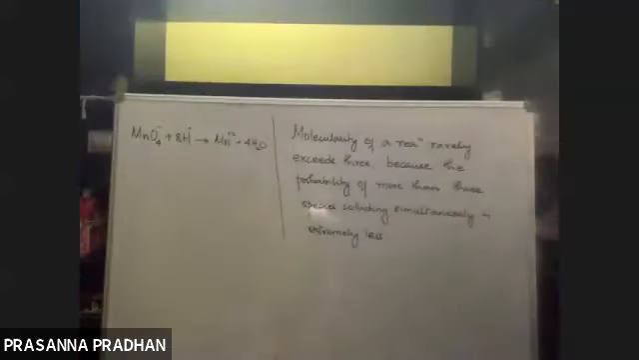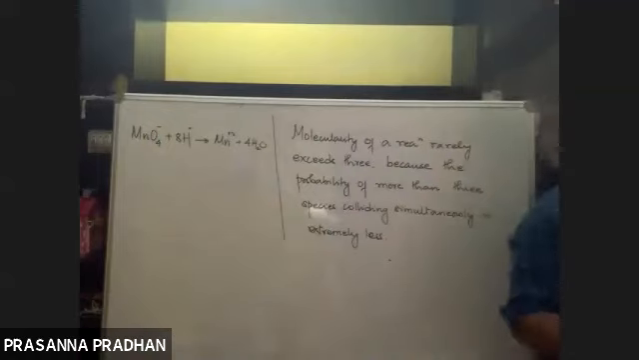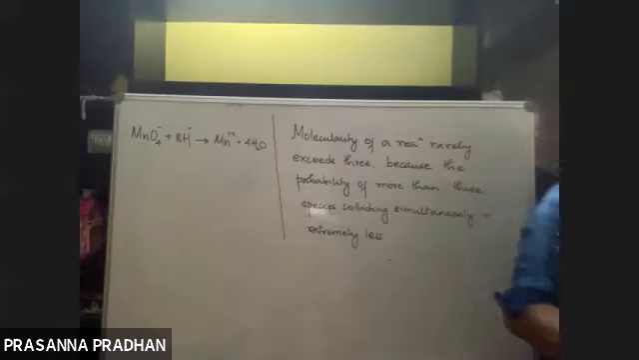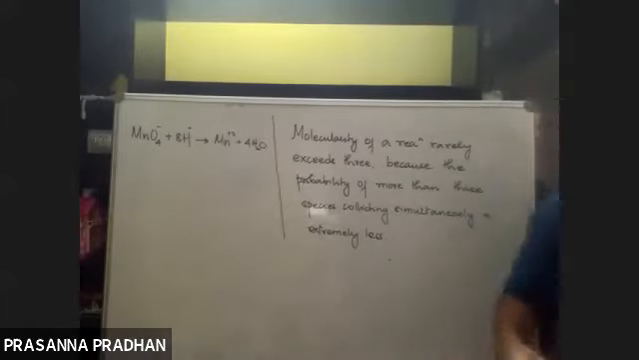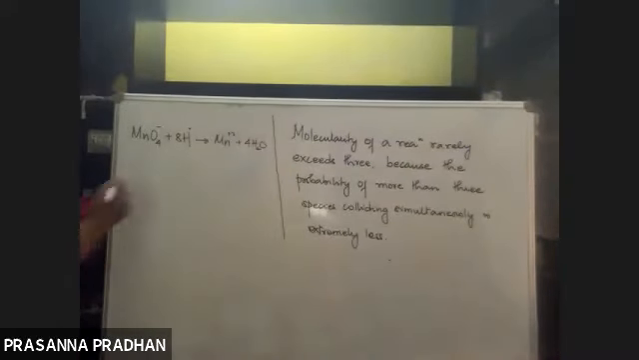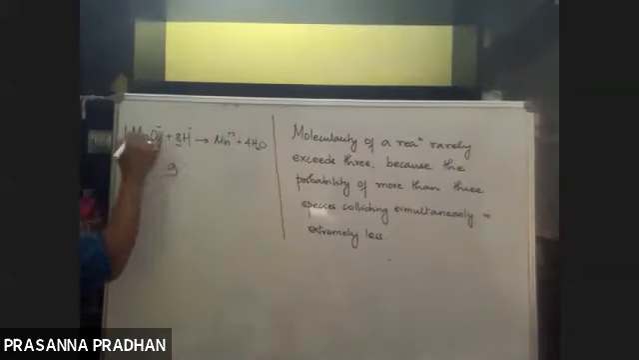Now, looking at the equation here, I'm saying this reaction takes place very readily. How many species are involved out here? There are 8 H positive, meaning acid, and there is 1 MnO4. So the total number of species involved out here is 9.